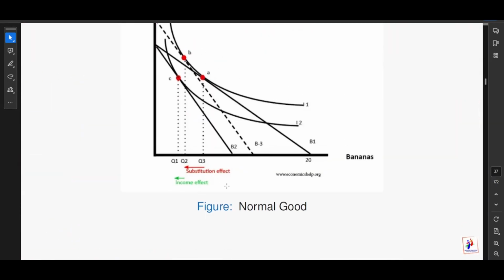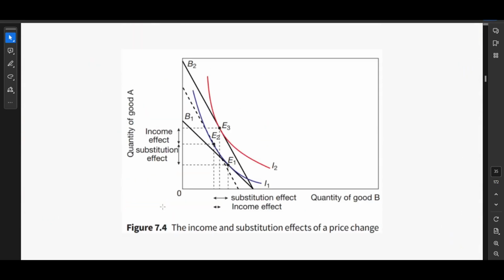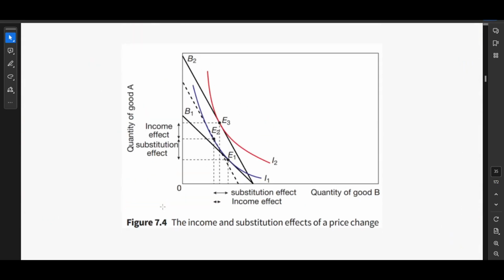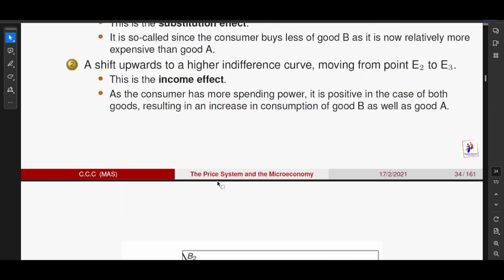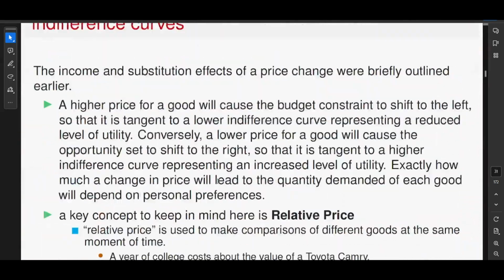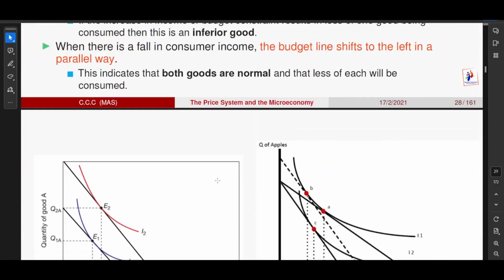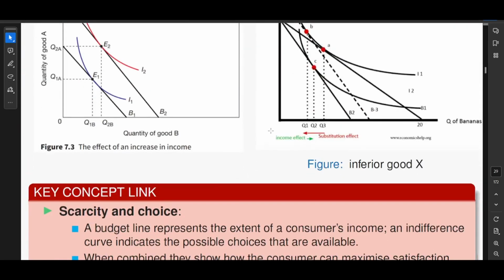So there are two things we need to understand, right? This is a normal good. When we look at a normal good, we see that the substitution effect and the income effect are moving in the same direction. When we look at the other situation, the first graph might have shown it here. What do we see? When we're talking about an inferior good, we see that the income and substitution effects are moving in different directions.